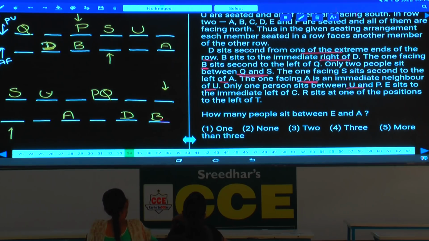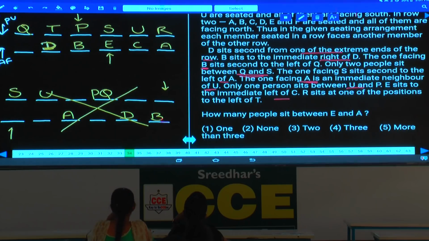Only one person between U and P, so P and Q must be in the same place, which is not possible, and the second case is completely ruled out. Now we are left with only one case. E sits to the immediate left of C, and R sits at one of the positions to the left of T. T and R will be like this. Then who is the person left over here? F is the person left over.